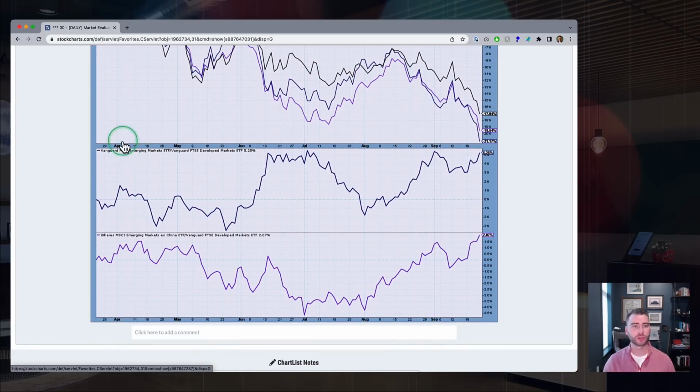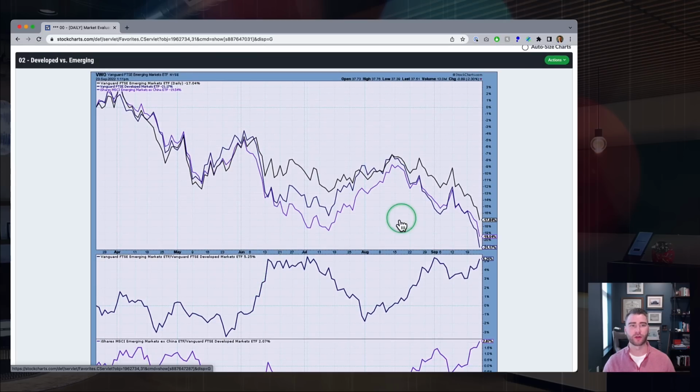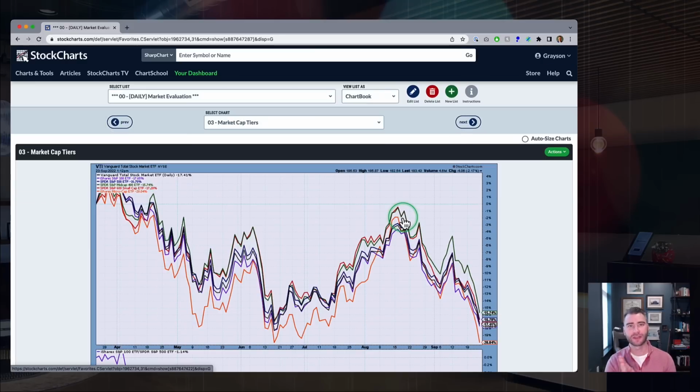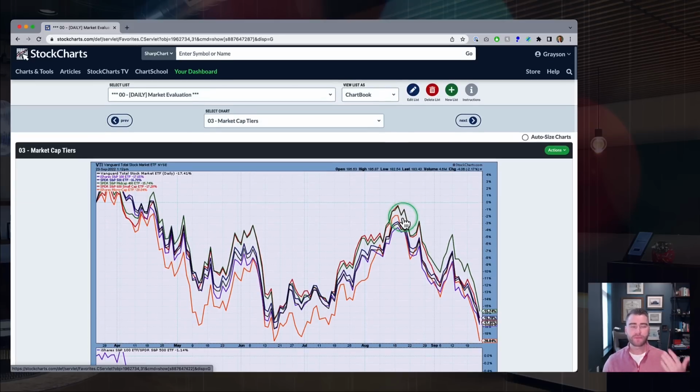So we're looking at emerging markets versus developed markets in that top ratio, and then we're looking at emerging markets without China versus developed markets. Now, at times these move very differently depending on how China is doing. So that's been pretty interesting actually in the last couple of years. So we have a look at developed versus emerging markets. Then we get back into the US.